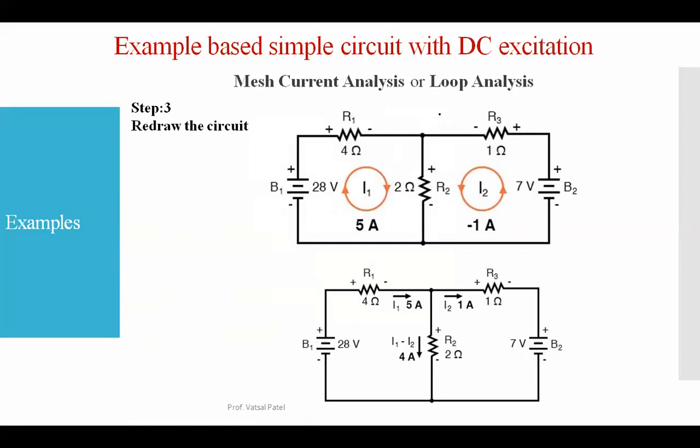So the upper diagram is the original diagram, and after finding out the current values, you can redraw the diagram. Because I2 has a minus sign, you can change the direction. So I1 is 5 ampere, I2 according to the new direction is 1 ampere, and I3, that is the current flowing through the 2 ohm resistance, is equal to 4 ampere.